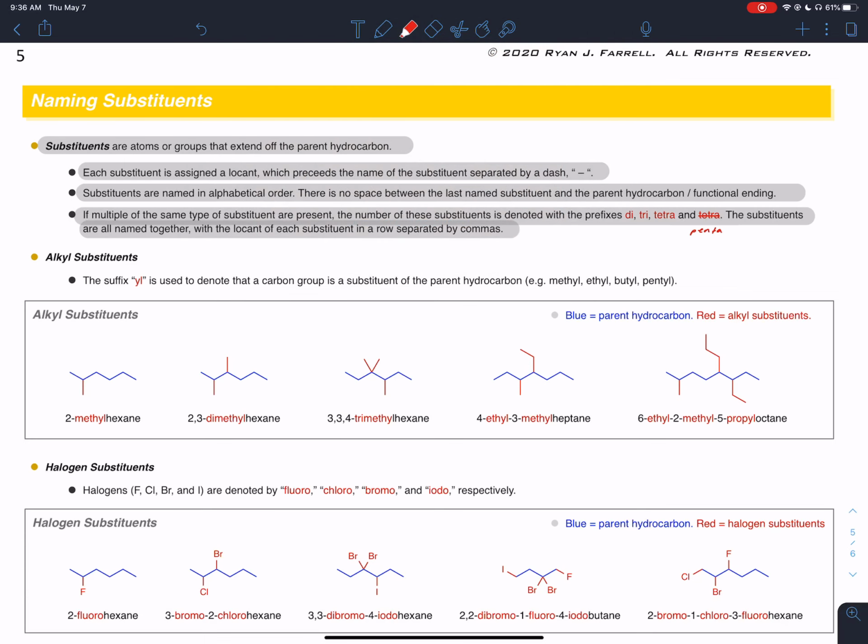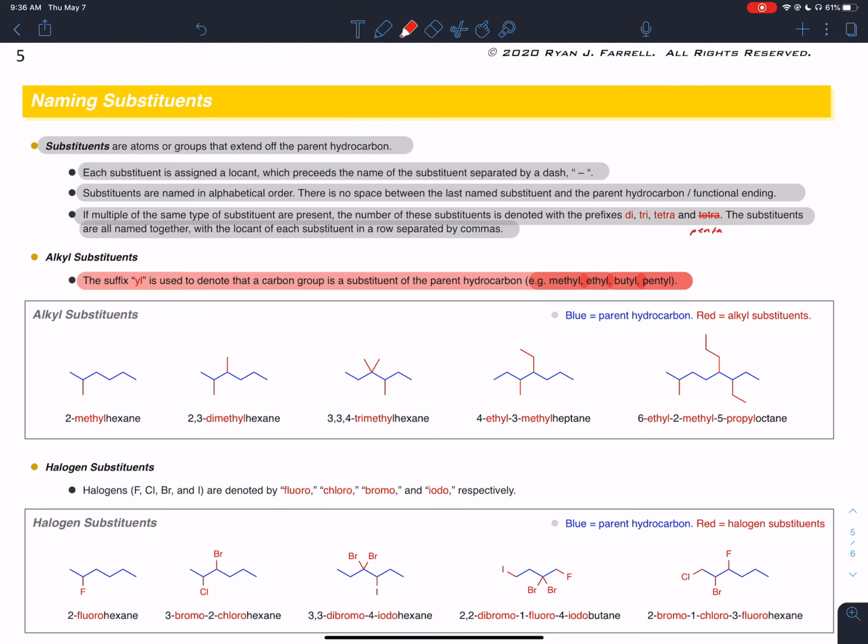Now, we've mentioned this briefly in another video, but we use this suffix "-yl" to denote that a carbon group, an alkyl group, is a substituent off a parent hydrocarbon. So this is alkyl substituent nomenclature. If you have a 1-carbon substituent, we call that a methyl group. If you have a 2-carbon substituent, we call that an ethyl group. If you have a 4-carbon substituent, it's a butyl group, and a 5-carbon substituent is a pentyl group. So get used to seeing that suffix "-yl", Y-L, that denotes that something is a substituent.